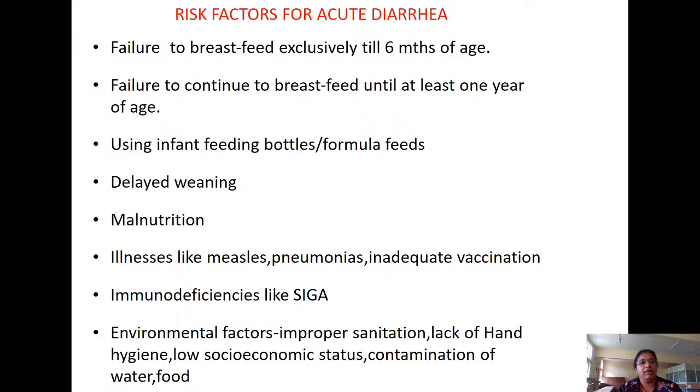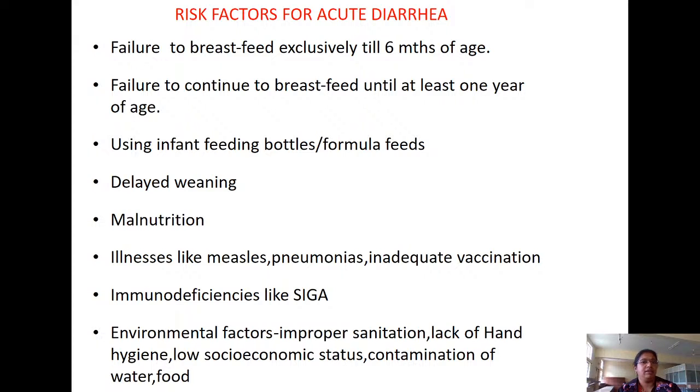What are the risk factors? Now the child is suffering from acute diarrhea. There are certain risk factors which predispose the child to suffer from this problem. The first thing is breastfeeding: failure to breastfeed exclusively till 6 months of age.